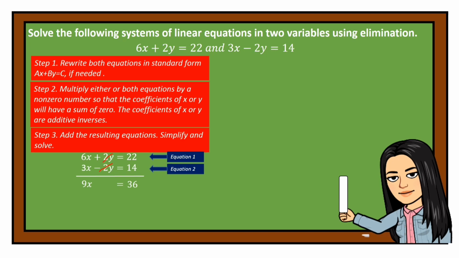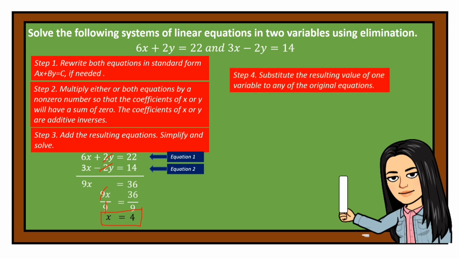Next, since meron pa tayong coefficient na 9 sa tabi ng x, we have to divide both sides by 9. So, 9x divided by 9, so that is equal to x, and then 36 divided by 9 is equal to 4. So, our x is equal to 4. Next, we have step 4. Sa step 4, substitute the resulting value of one variable to any of the original equations.